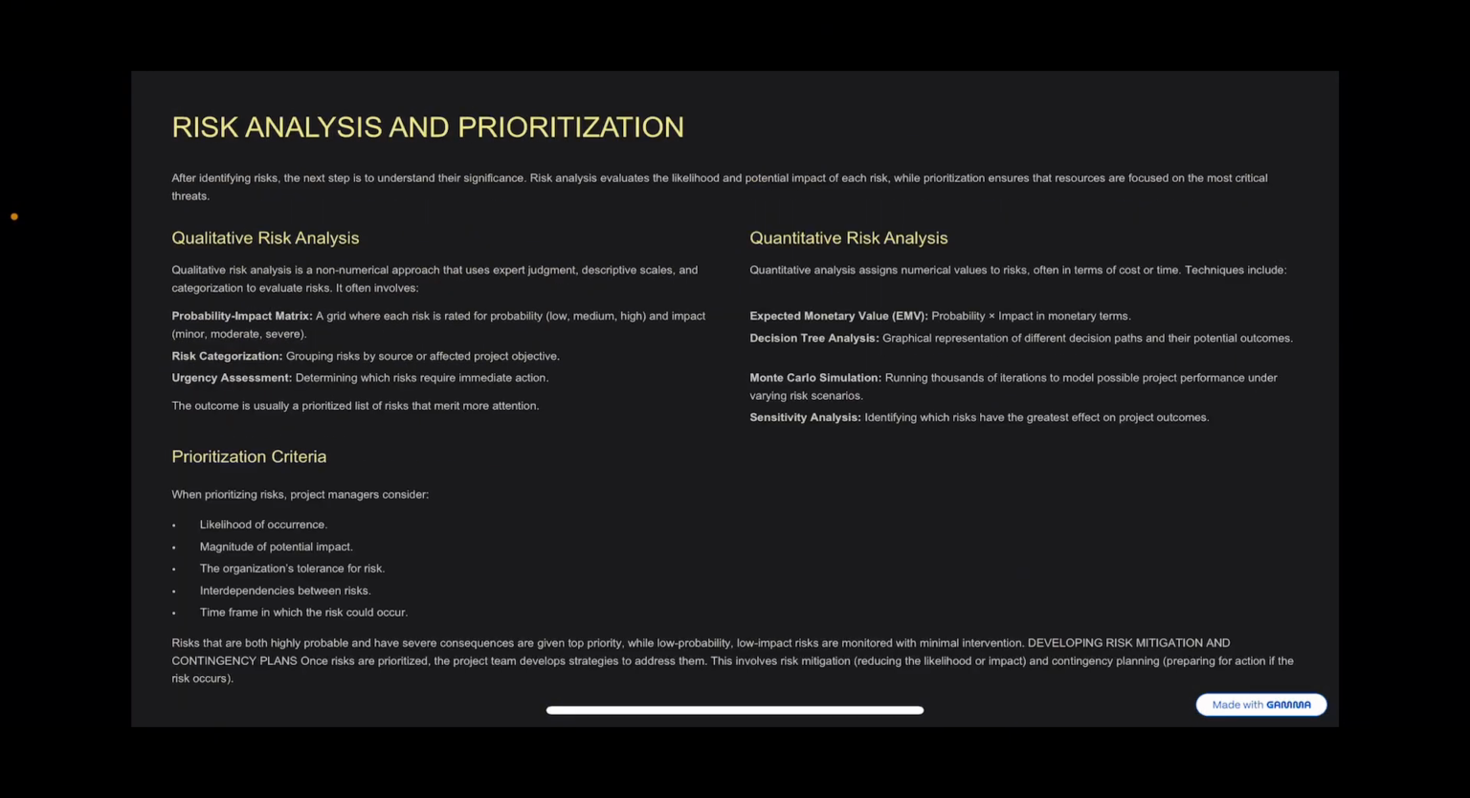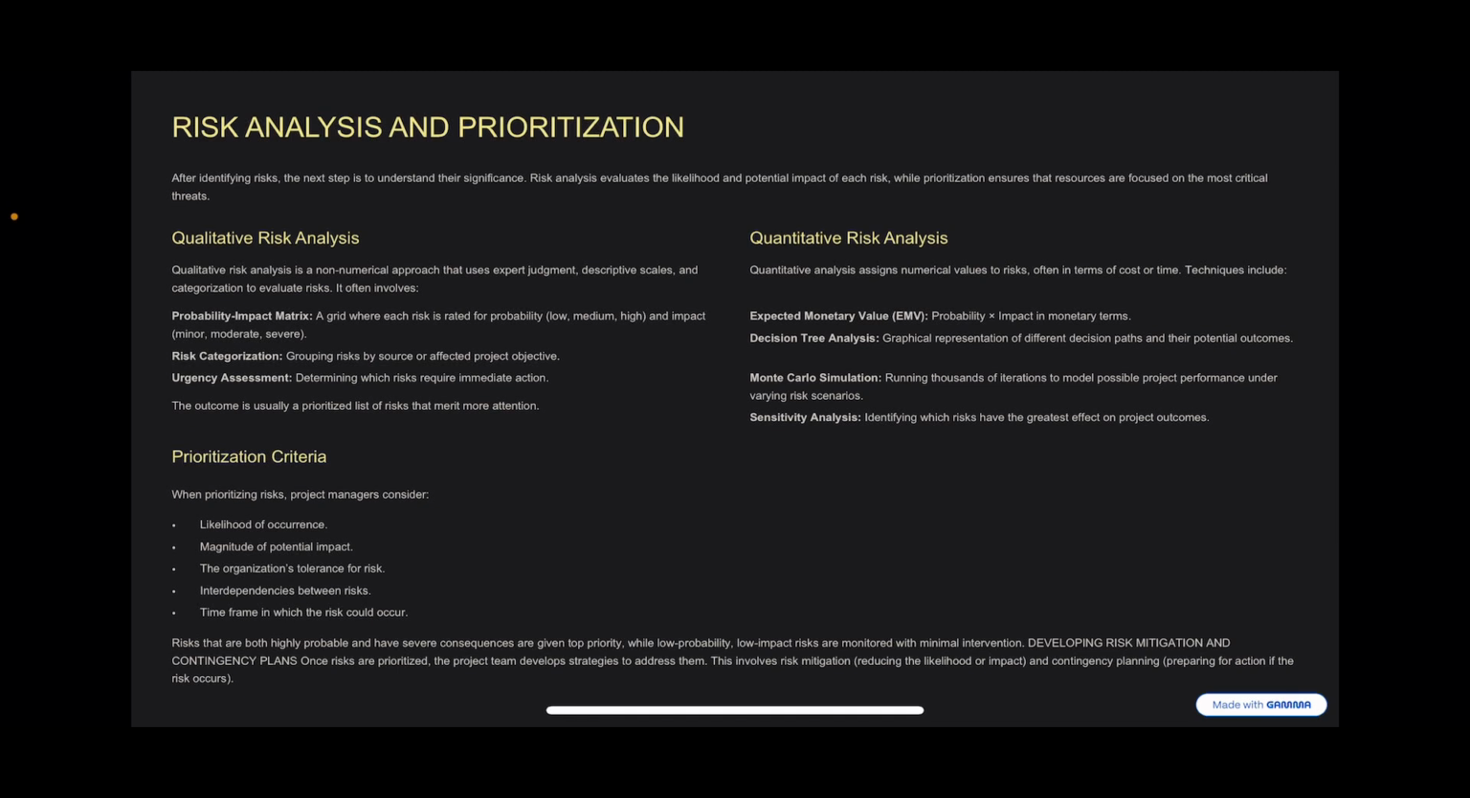Now, risk analysis and prioritization. After identifying risks, the next step is to understand their significance. The risk analysis evaluates the likelihood and potential impacts of each risk, while prioritization ensures that resources are focused on the most critical threats. Now, we have the qualitative risk analysis and the quantitative. Those are basically the two we do. But let's start with qualitative. The qualitative risk analysis is a non-numerical approach that uses expert judgment, descriptive scales, and categorization to evaluate risk.